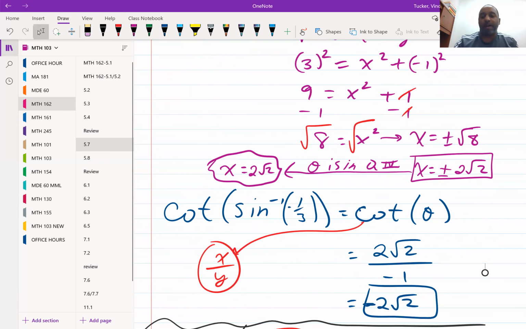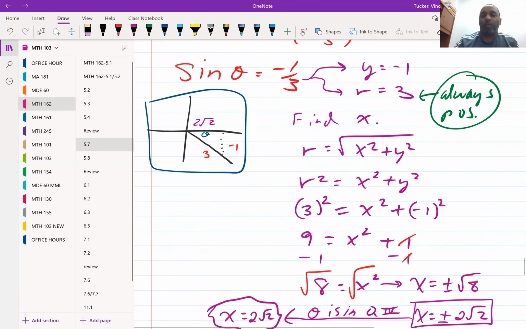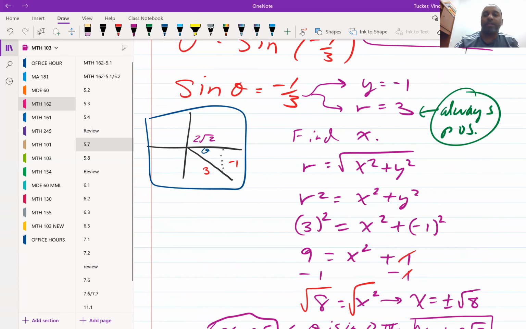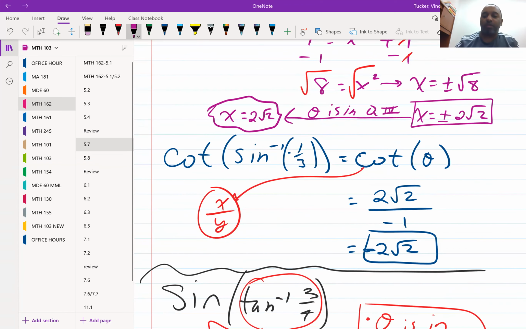Cotangent is x over y. So x is 2 square root of 2. Y is -1. So this is what we did here and got the answer right here. Negative square root of 2 over 2? -2 square root of 2. Say it right, right?